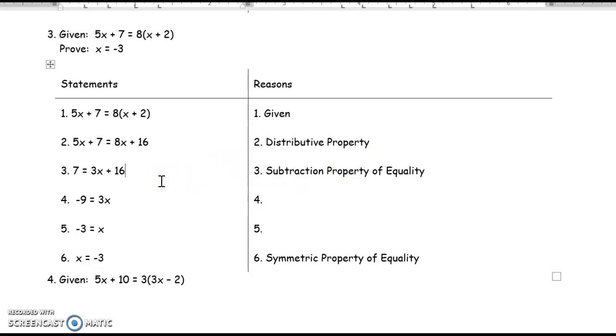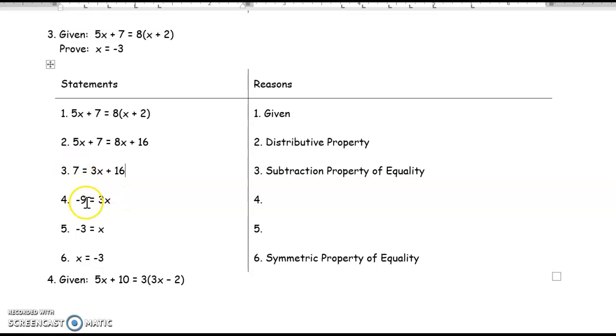All right. So what next? 5x plus 7 becomes 7. What happened to 5x? It was subtracted. Okay? So on to our next step. We have 7 equals 3x plus 16. Now we have negative 9 equals 3x.